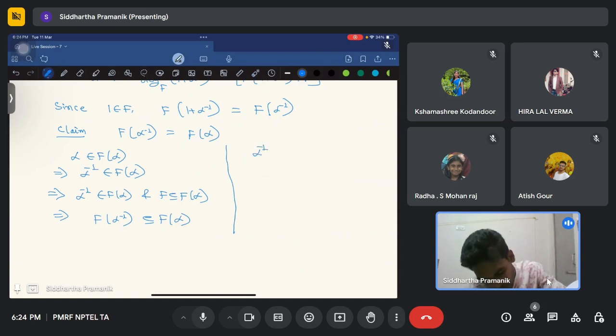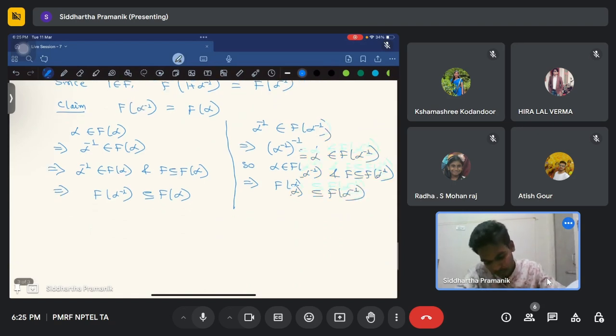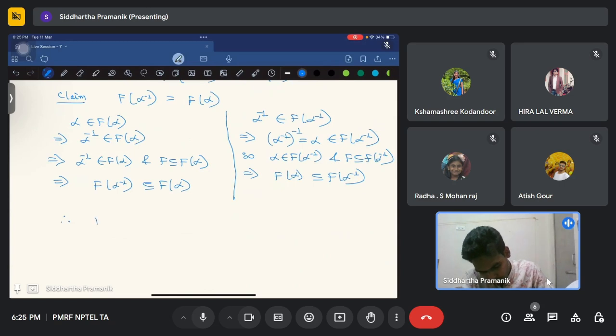So one side is clear, the other side is also the same. Alpha inverse belongs to F(alpha inverse). So that means alpha inverse and its inverse, which is basically alpha, belong to F(alpha inverse). So alpha belongs to F(alpha inverse) and F is a subset of F(alpha inverse). So that will imply F(alpha) is a subset of F(alpha inverse). So our claim is proved. From this we can conclude that F(alpha) is F(alpha inverse), which is basically F(1 plus alpha inverse).